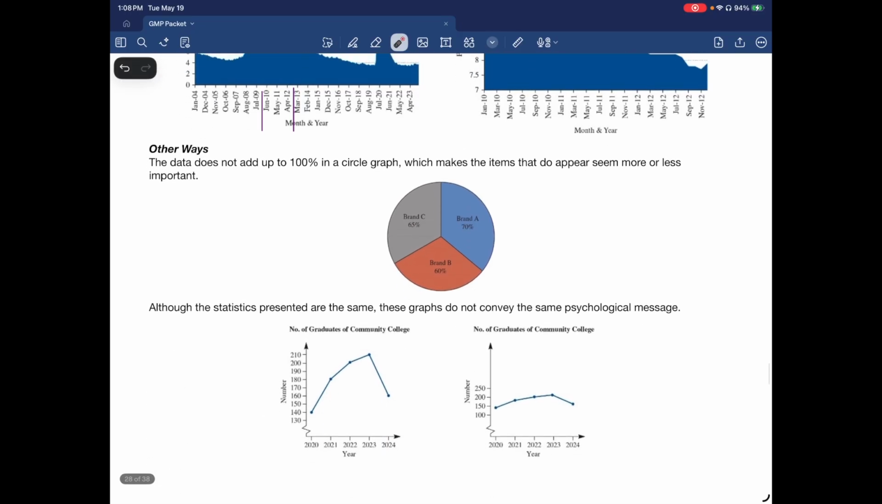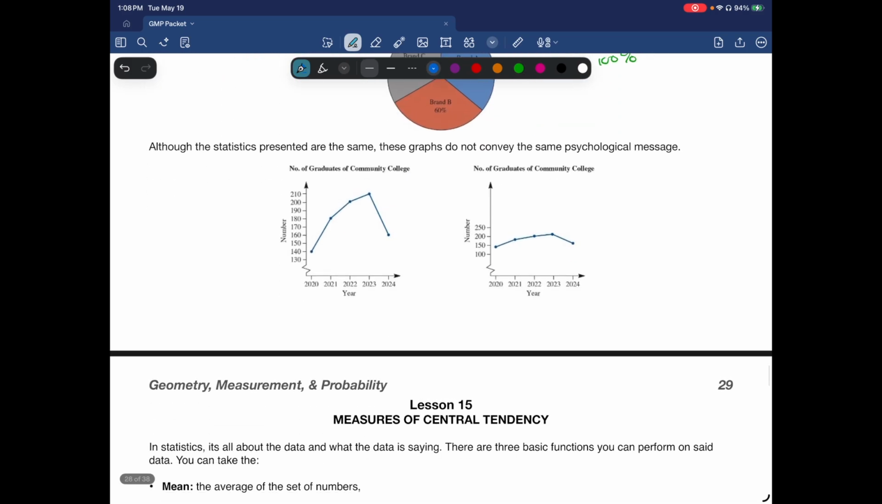Other ways that people could manipulate you is using a circle graph that doesn't add up to 100. All right, part of a whole. This is percentages. They should add up to 100%. But like right here, these three percentages added together do not add up to 100%. So watch out for that. Don't just take things at face value. Dig a little deeper.